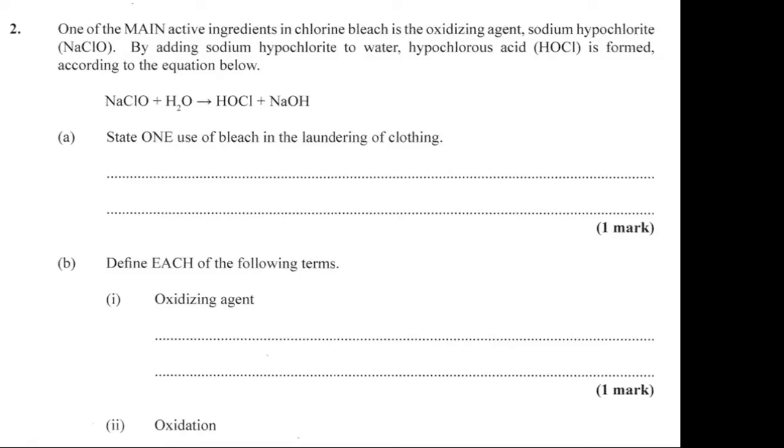Now, number 2, this looks like redox. One of the main active ingredients in chlorine bleach is the oxidizing agent, sodium hypochlorite. That's NaClO, also called sodium chlorate(I). By adding sodium hypochlorite to water, hypochlorous acid, HOCl, is formed according to the equation below. And the equation is there.